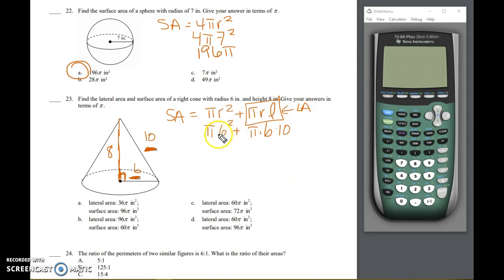So now I'm going to multiply that together. 6 squared is 36, so I get 36 pi. 6 times 10 is 60, that's 60 pi. And that gives me 96 pi when I add it all together. That's my surface area. And if you'll remember this piece right here, that's my lateral area. So I have a lateral area of 60 pi. Oh, look. That matches and that matches, but I have a surface area of 96, so that's going to match with answer choice D. Okay, I'm going to pause the video to move it up.